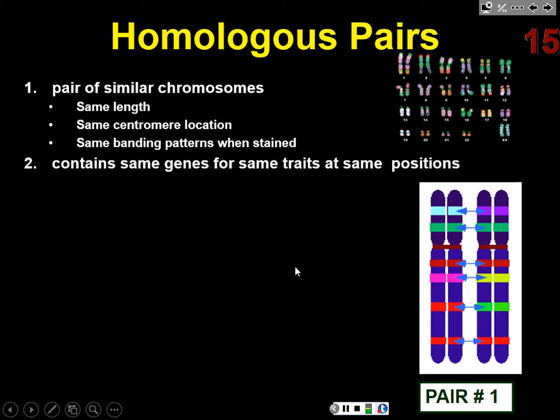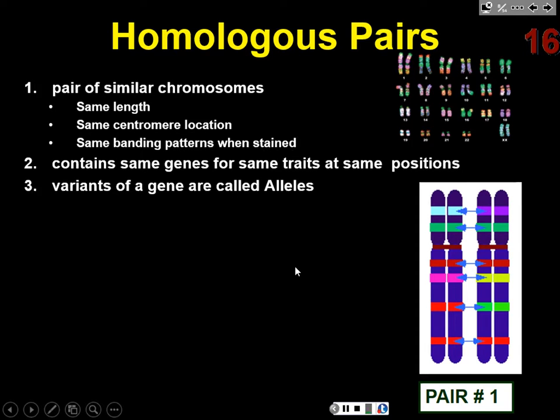Because if this is the gene for eye color, your mother may have given you a gene that codes for blue eyes for that gene. Your dad may have given you a form of the gene that codes for brown eyes. So the information there is not the same, but the gene is coding for the same trait. Does that make sense? So that's what homologs are.